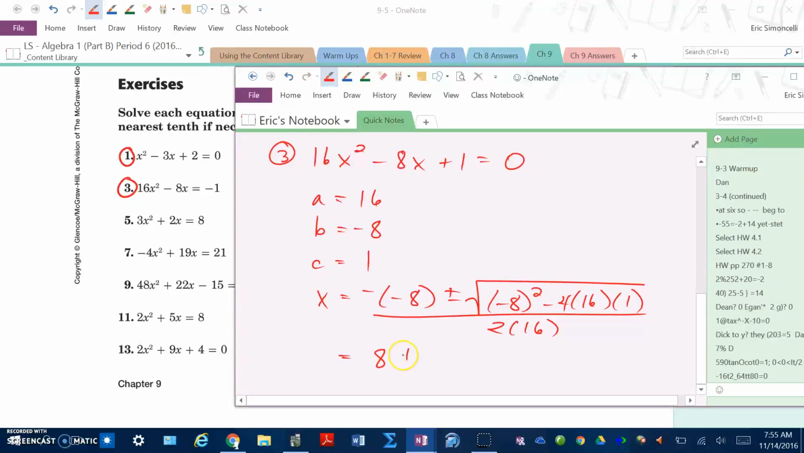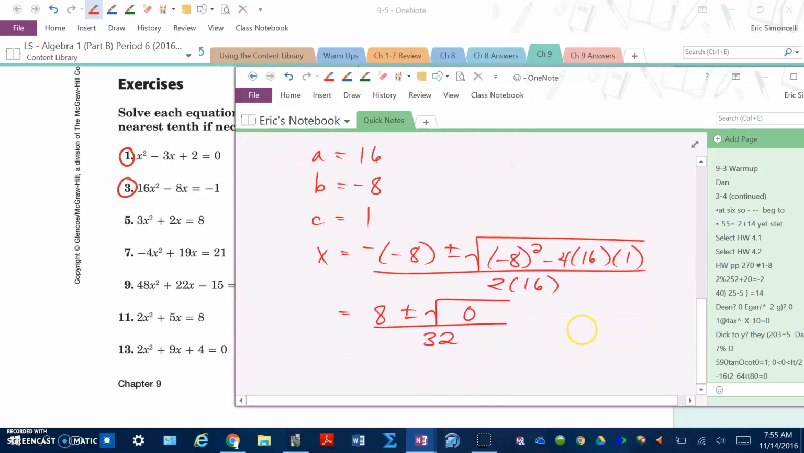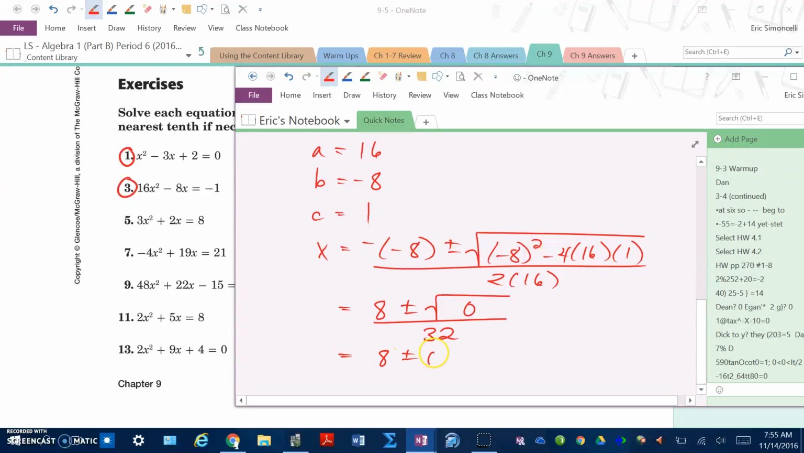We'll continue, so negative of a negative is a positive, so 8 plus or minus. Now we've got this radicand, in which if we square this quantity it becomes 64, minus this quantity, well that's also 64. So 64 minus 64 is simply 0, and that's then over 32, because 2 times 16. We'll simplify that, and that becomes simply 8 plus or minus 0 over 32. Interestingly, you really won't be able to add 0 to this and get more than one answer. You're only going to get one answer, and that ends up being 8 over 32, or 1 over 4.